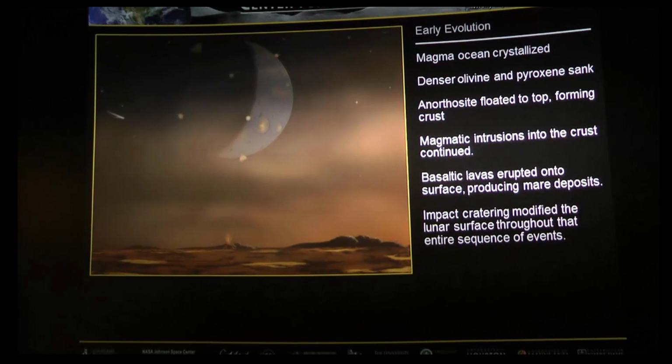Putting all of that together, the sequence of events that we have for the moon is there was the magma ocean, which crystallized. As it crystallized, denser olivine and pyroxene sank. Anorthosite floated to the top, forming this crust. Afterwards, magmatic intrusions rising up from the mantle continued to intrude the crust. Eventually, basaltic lavas erupted onto the surface, producing those dark basaltic plains that I pointed out in the first slide. And throughout that series of events, impact cratering was continuously modifying the surface of the moon.